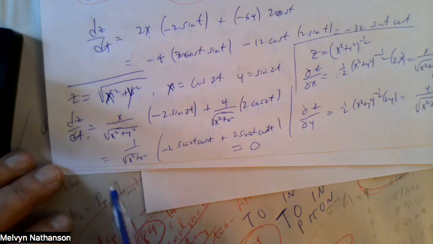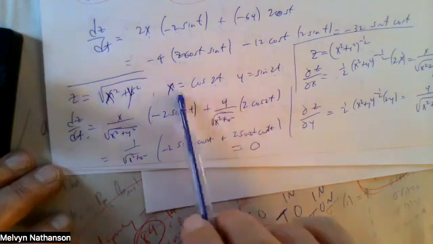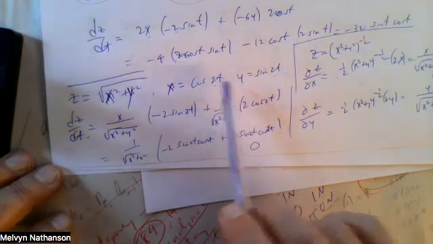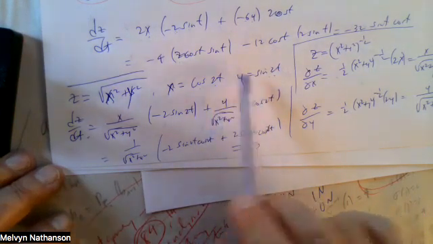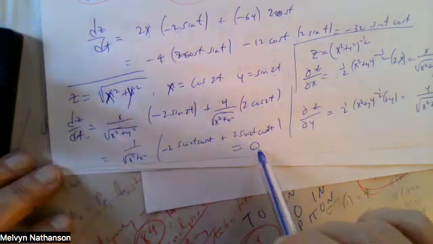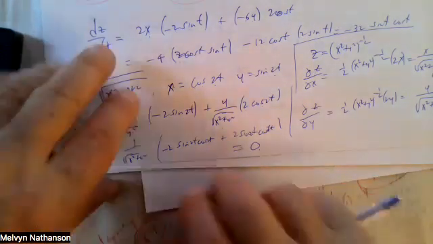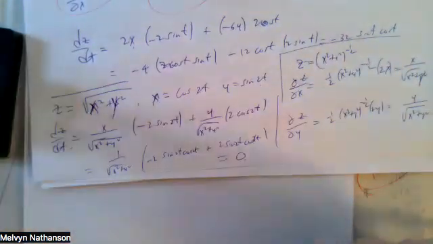And if you want to know why that is, if x is cosine 2t and y is sine 2t, x squared plus y squared is cosine squared plus sine squared, that's 1. So z is just a constant function 1, and the derivative of a constant is 0. So this is nicely consistent.